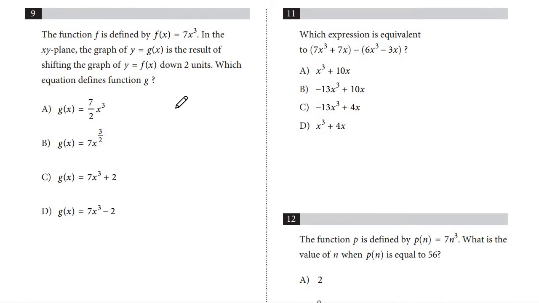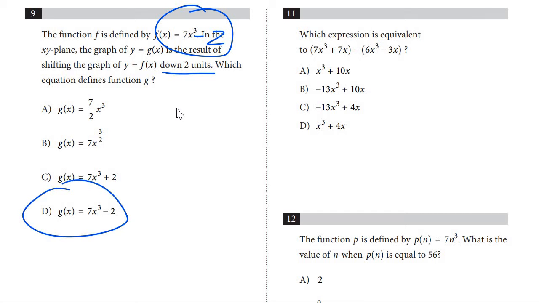So here in 9 we have a function 7x cubed, and we're going to shift that function down 2 units. Whenever you shift a function down 2 units, you just subtract 2 from the equation. So that's it. If you shift a function up 2 units, you would add to it.